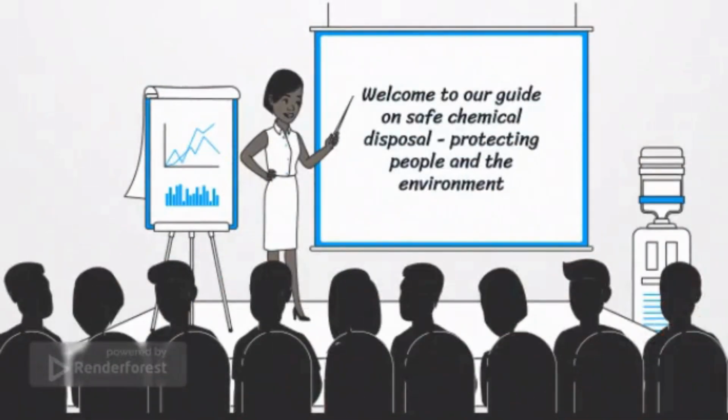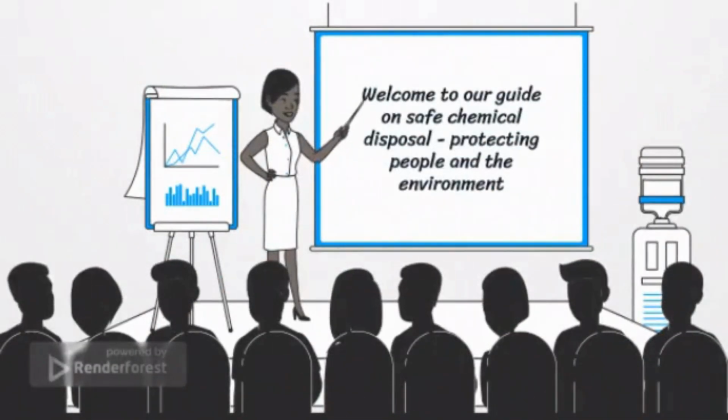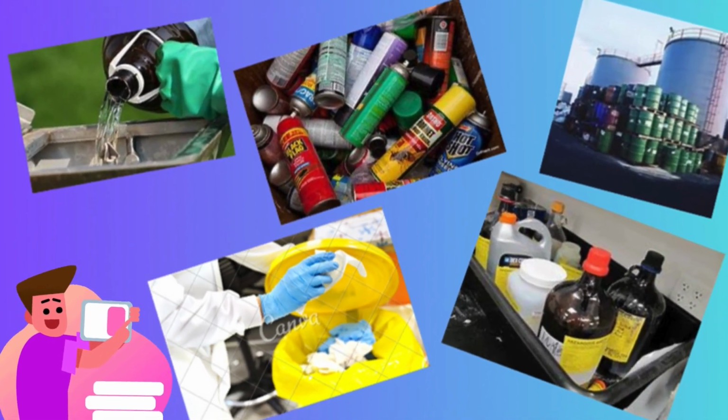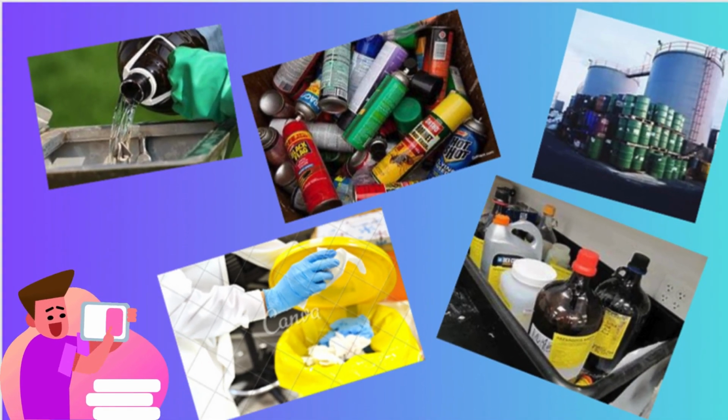Welcome to our guide on safe chemical disposal, protecting people and the environment. Chemical disposal refers to the safe and responsible handling, treatment, and elimination of hazardous chemicals, substances, or waste materials. It involves processes that prevent harm to the environment, human health, and wildlife by properly managing and disposing of these potentially dangerous substances.